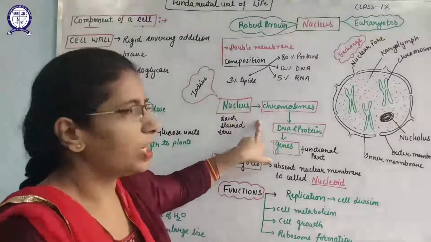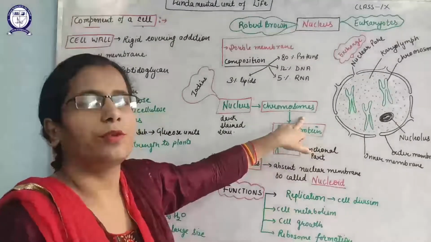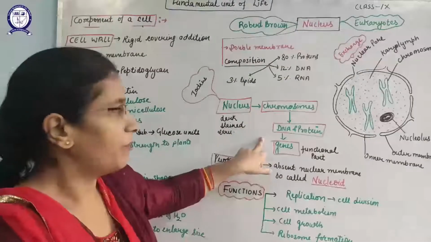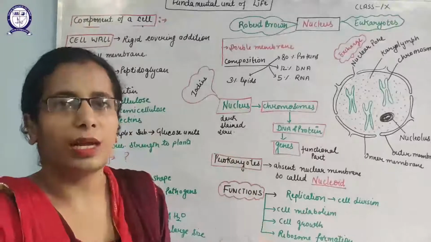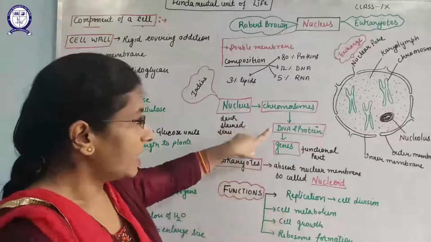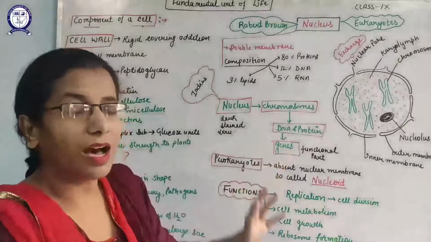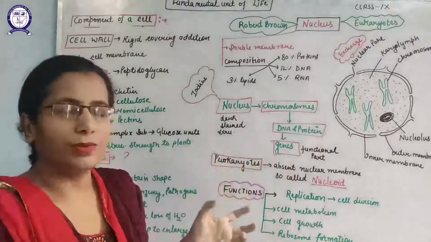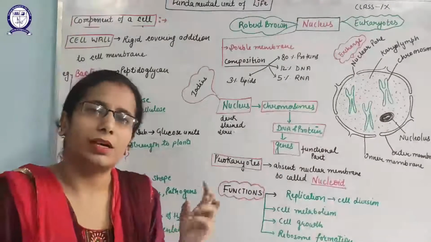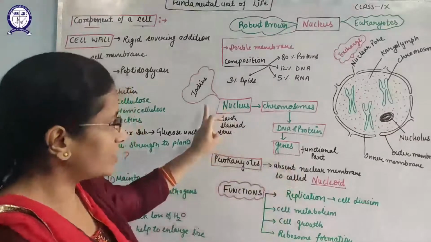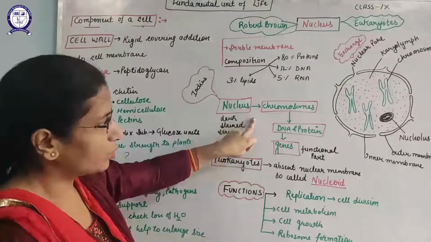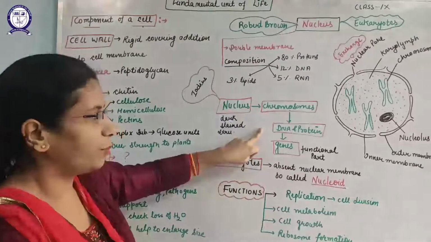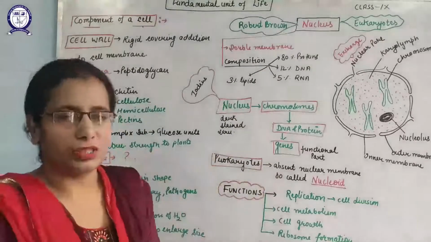So this nucleus is made up of the chromosomes, and the chromosome number will vary from cell to cell. These chromosomes are further made up of two parts, DNA and proteins. What is DNA? DNA is deoxyribonucleic acid. And this DNA is further made up of genes. What are genes? Functional segments of the DNA are known as genes, which code for the specific proteins required by the body. So you must remember this sequence: the nucleus is always made up of chromosomes, chromosomes are made up of DNA and proteins, and DNA is made up of genes.